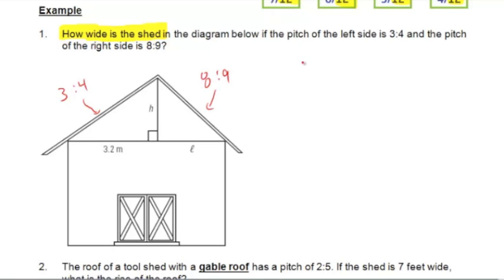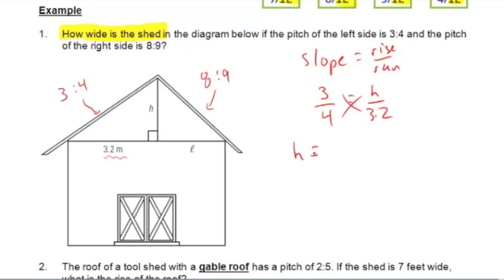So in this first bit, I'm just going to write this down again. Slope is equal to rise over run. I'm going to look at this left side first because I'm given this value of 3.2 for the run. So our slope is 3 to 4. Our rise is some unknown h, and our run is 3.2, and we can cross multiply and find that h is going to be equal to 2.4 meters. So this is 2.4.